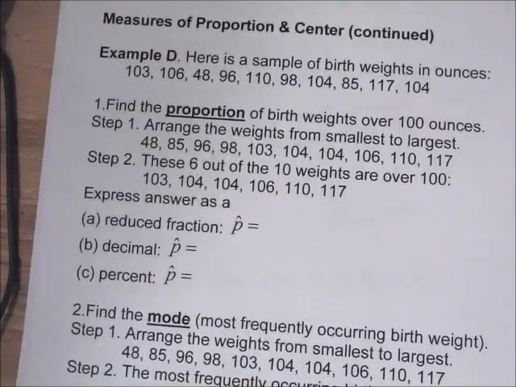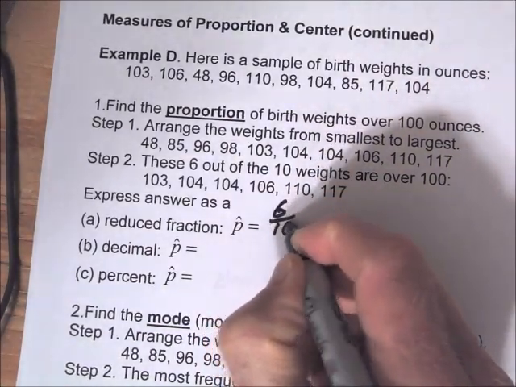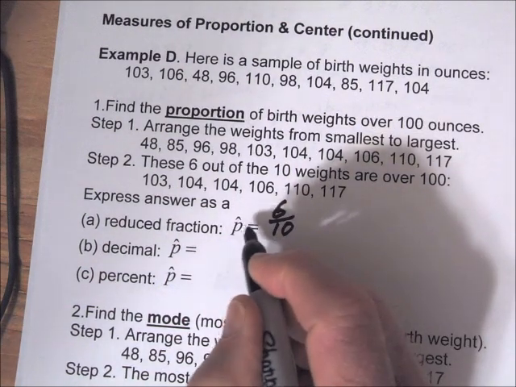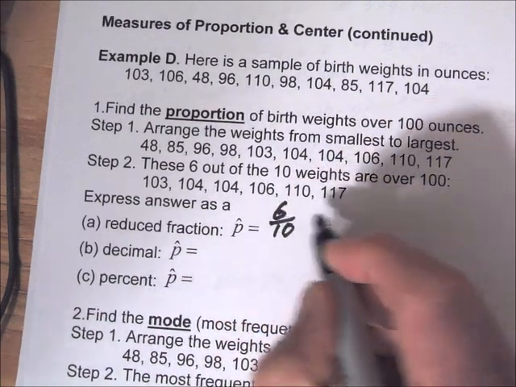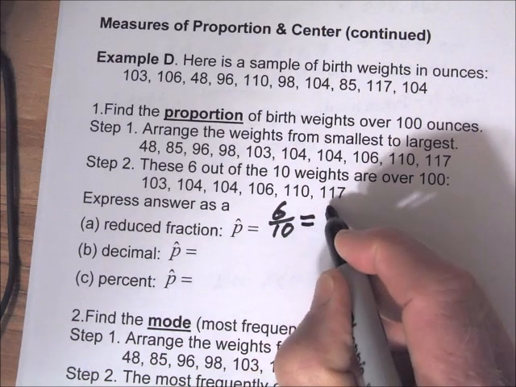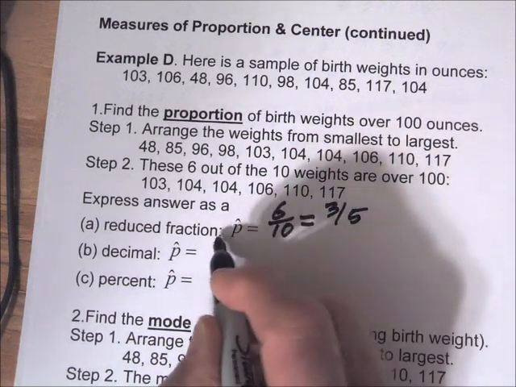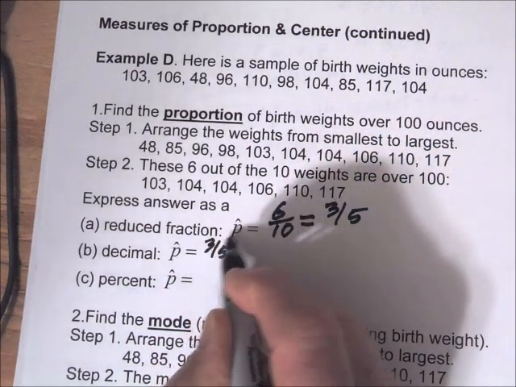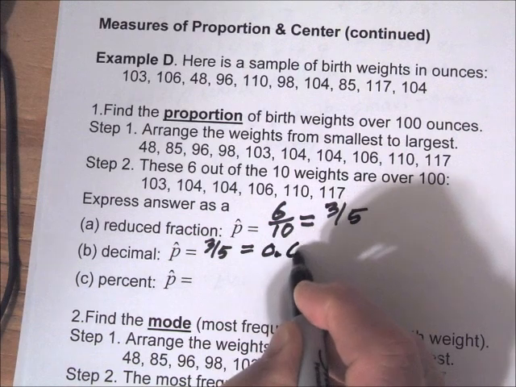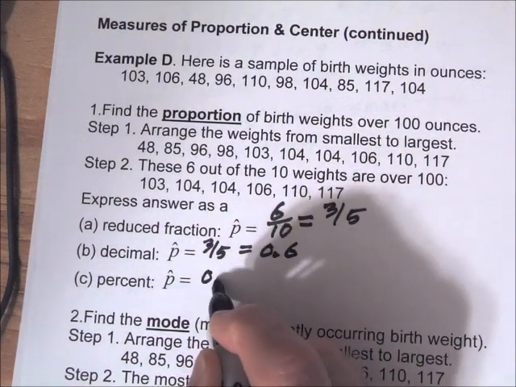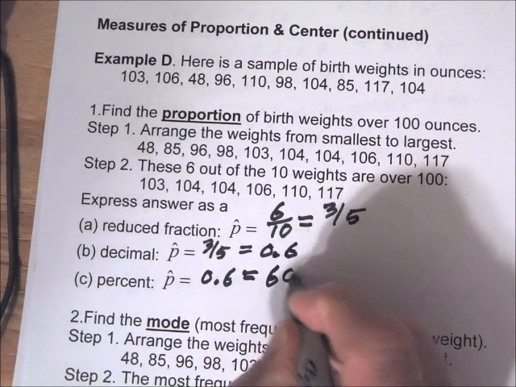As a reduced fraction, 6 over 10, p hat. By the way, sample proportions are represented by p with a hat on top, and it's usually pronounced p hat. 6 over 10, if we divide top and bottom by 2, reduces to 3 over 5. As a decimal, we can divide. A fraction bar is like a division bar. 3 divided by 5 is 0.6. And as a percent, we multiply by 100 because percents are parts per 100. It'd be 60%.